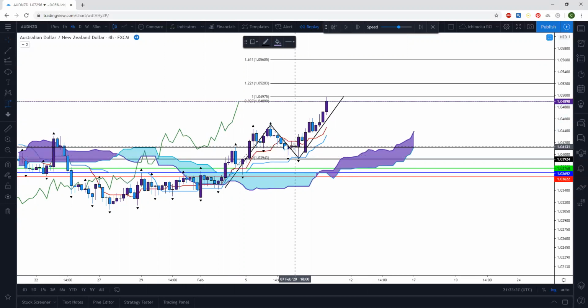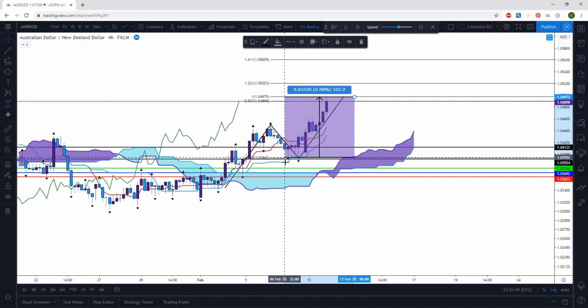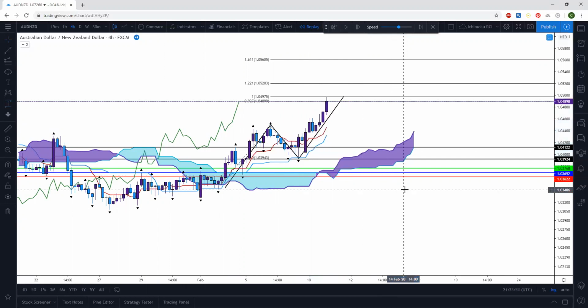So say if you got in here from this point, there's a hammer here. 80 pips. And if you had held that trade, 119 pips. You got to have cojones when you trade. You got to trade with some aggression.